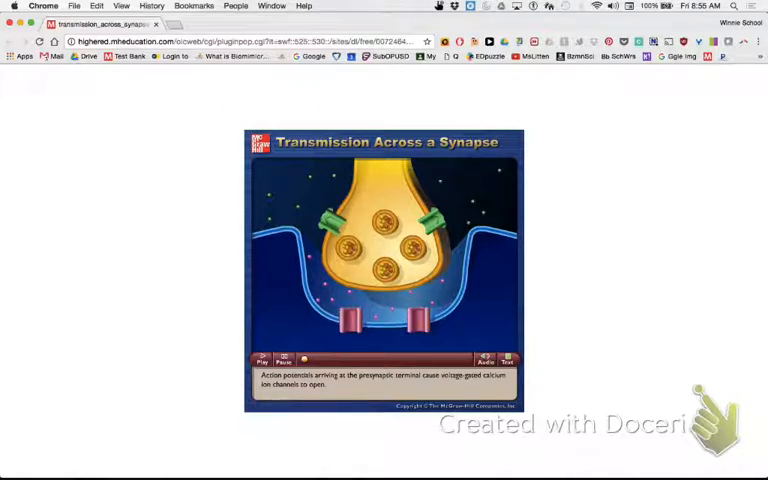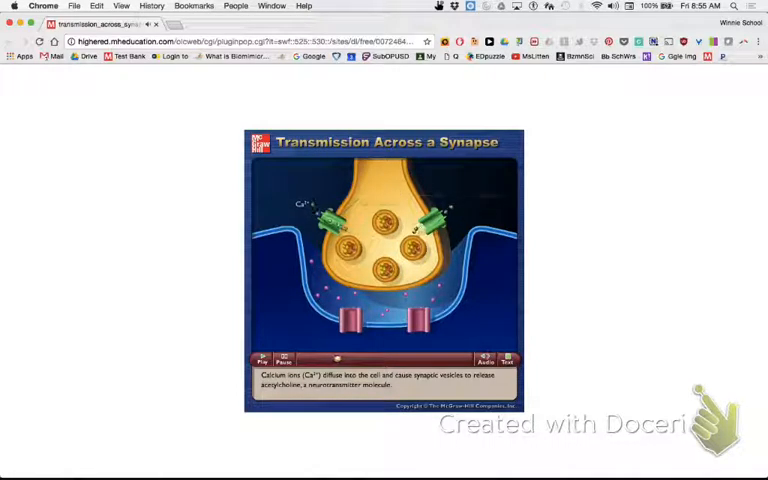Anticipate what's going to happen. You're more likely to cement it if it actually does happen. You're like, I think this is going to happen next. Okay? Ready? Action potentials arriving at the presynaptic terminal cause voltage-gated calcium ion channels to open.